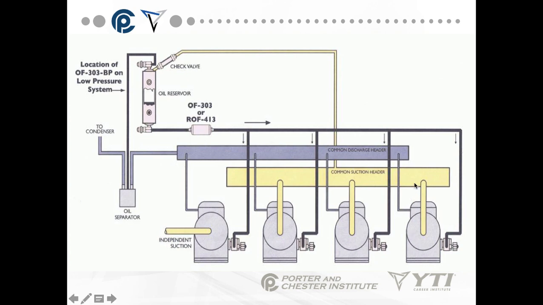Multiple compressors on a suction header and a discharge header. Okay, and the oil in this case is separated out before the refrigerant goes to the condenser, and then is returned to the common suction header. So all the compressors continue to get oil back to them.